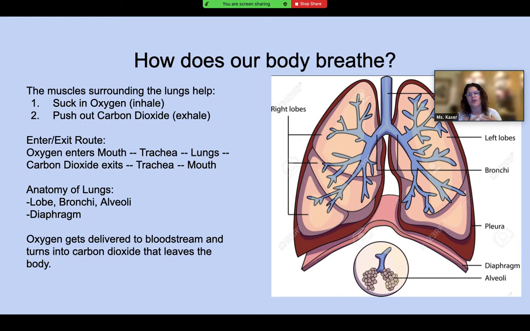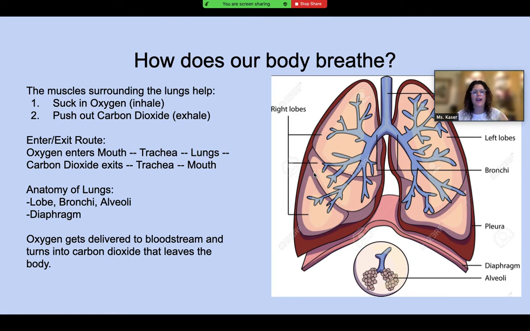It enters through our mouth, goes down our trachea into the lungs, the oxygen is given to the blood, and then what's left over is carbon dioxide, and it exits the same way through our trachea and out through our mouth. Anatomy, you have your lobes. You have the upper, middle, and lower lobes of the lungs. And then you have the bronchi, or these branches of the lungs. This is where the air goes. Finally, it gets to the alveoli, which are these sacs at the end of the branches. That's where the oxygen goes into the blood. And then again, carbon dioxide exits through the mouth, and that's the waste.